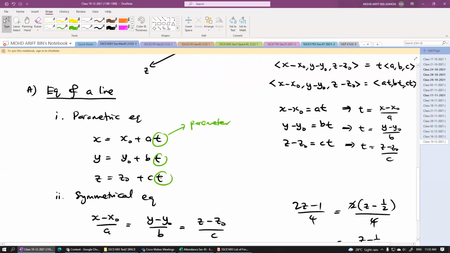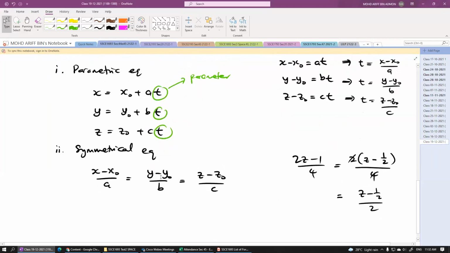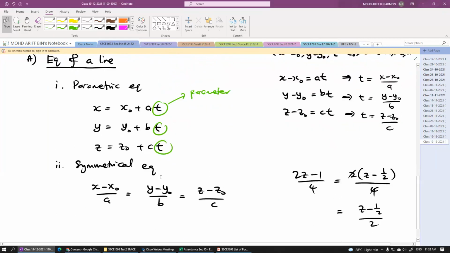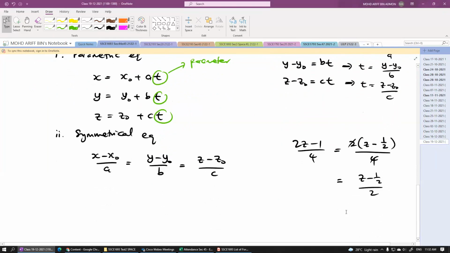Alright, so I go through the theory first. This is the equation of a line. Next we proceed to the angle between two lines.